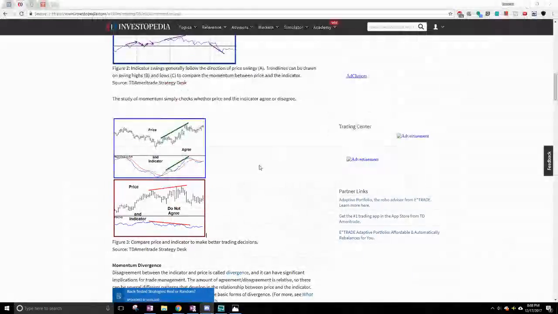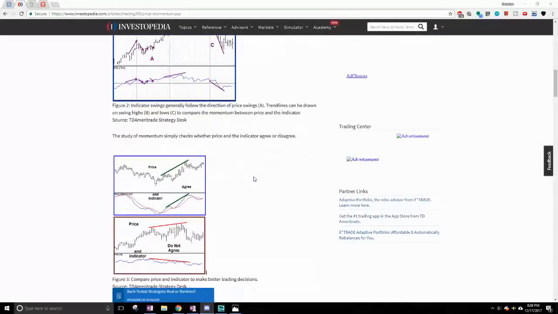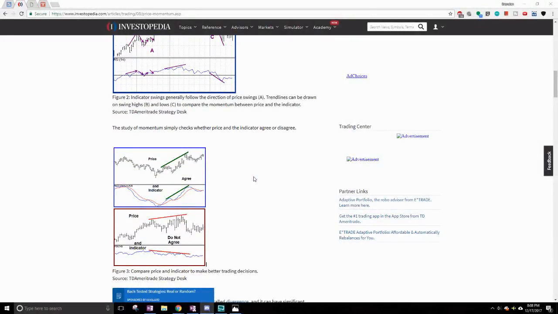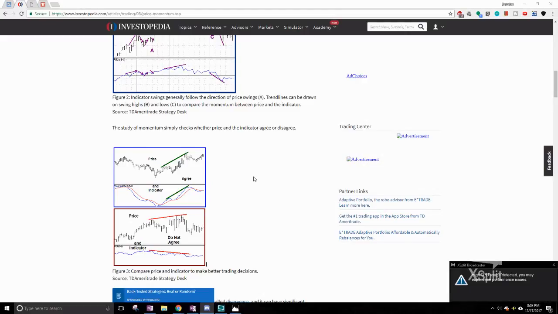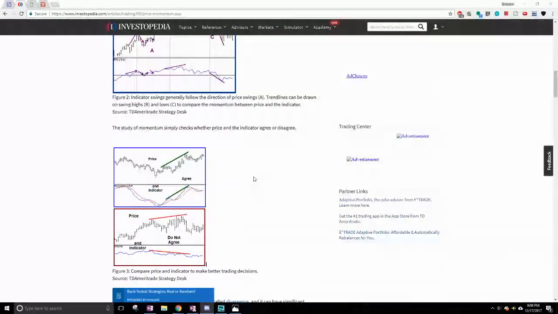So maybe I should back this up, and I should show you what divergence is. When we have price and price is moving up, we can then look at our indicators. And if our indicators agree with the price action, I would say that the price and the indicators are in agreement. As simple as that, right? Now, however, if price is going up, but the indicators are going down, clearly the indicator is not in agreement with price. Thus, I would say that the indicator is diverging from the price action. That in and of itself is divergence.